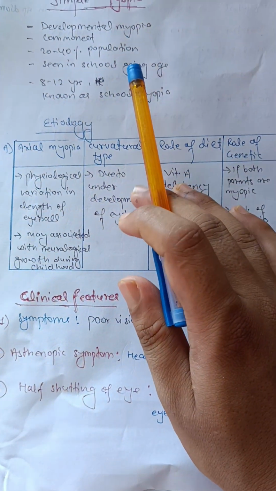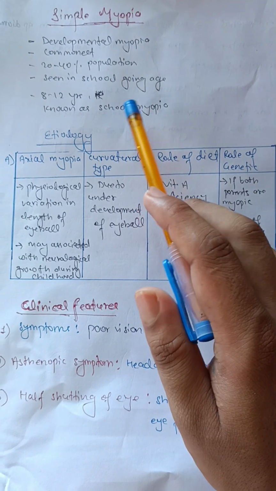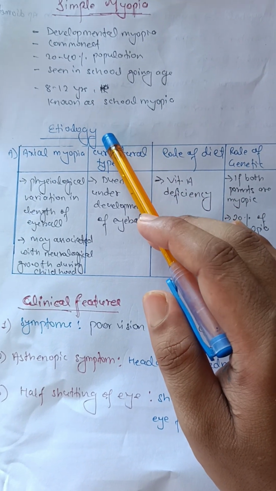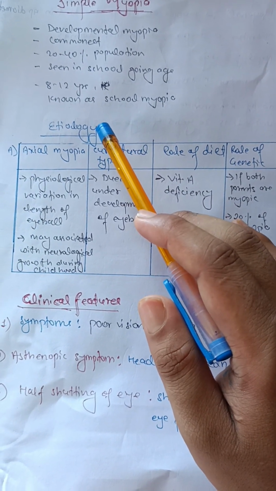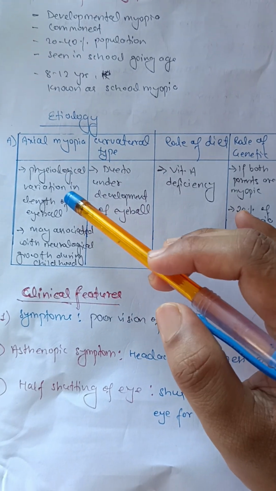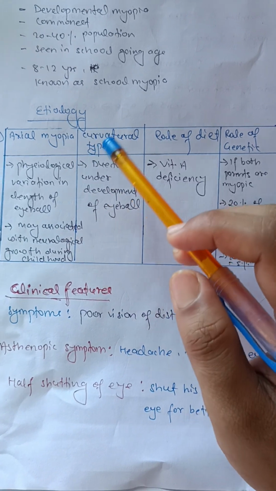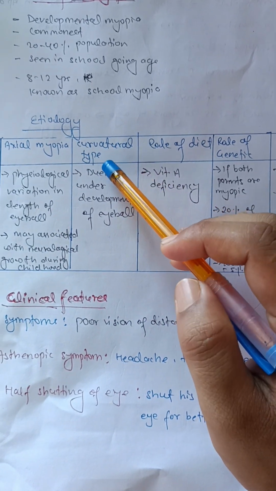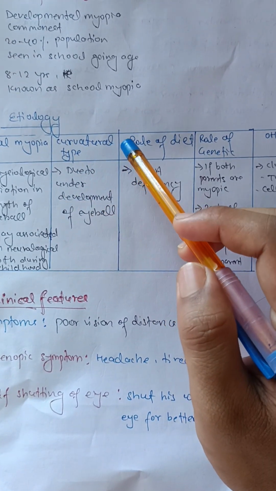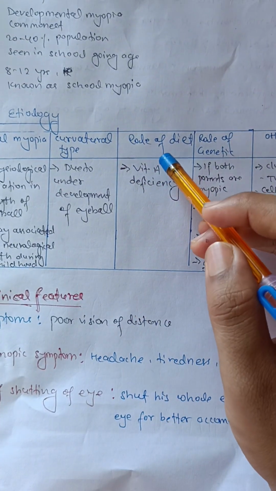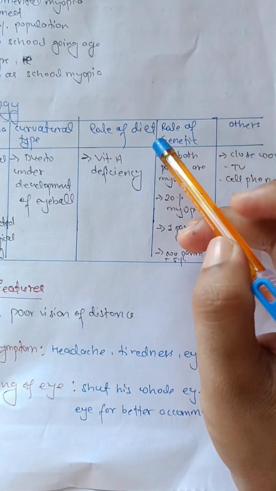So talking about etiology of simple myopia, there is axial myopia, which is mainly physical variation in length of the eyeball, and it may be associated with neurological growth during childhood. And there is curvature type due to underdevelopment of eyeball, and there is role of diet, mainly vitamin A deficiency, and there is also role of genetics.